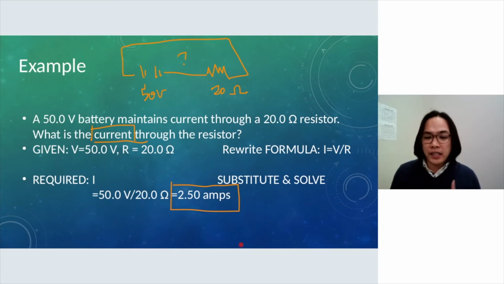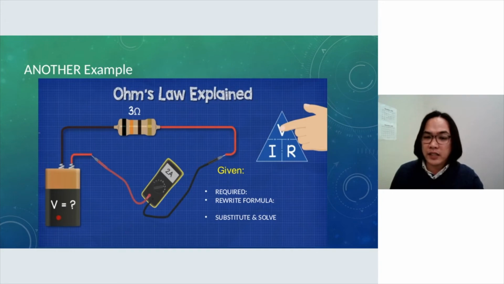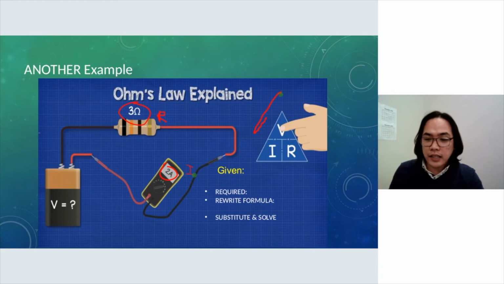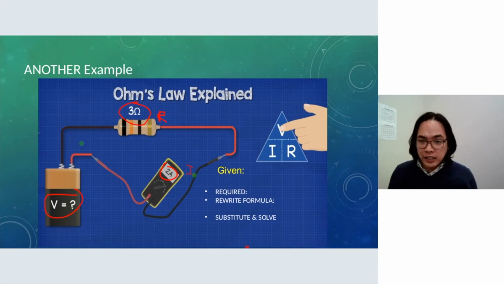How about the next example? I have here an example of a circuit. It has a battery, and then there's an ammeter to check the flow of current, and then we have the resistors as well. Your 3 ohms is your R. Your current is 2 amperes. This is your given numbers. Okay, we need to solve for the voltage. We know that the current flow is 2 amperes, and then the resistance is controlling the current flow using 3 ohms. We need to find out now the voltage.